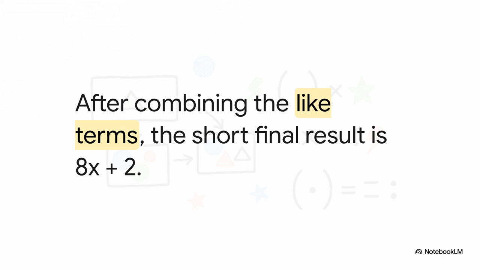We'll group our x family together first. 3x plus 5x gives us 8x. Then we group our regular numbers together. +6 minus 4 gives us +2. Put it all together, and our final super clean solution is 8x plus 2. Hey, if you followed along with that, you are officially doing advanced algebraic distribution.